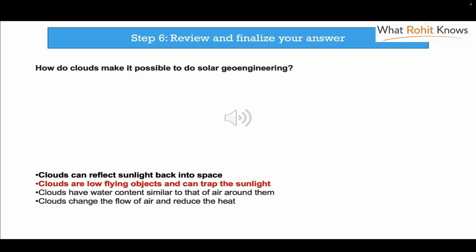Then in the next step, based upon what I understood and what I had in my notes, I verified the key phrases I had captured and what I visualized. Based upon that, I confirmed that the first option is correct. Clouds can reflect sunlight back into space. Now, clouds change the flow of air and reduce the heat. Clouds have water content similar to that of air around them. Some of those things were mentioned in some way, but they were not mentioned as an explanation of how clouds make it possible to do solar geoengineering. So that's why those were not shortlisted. Those were not the options I finalized.